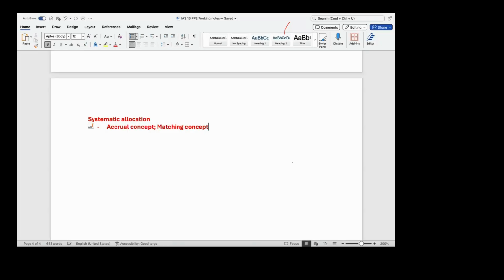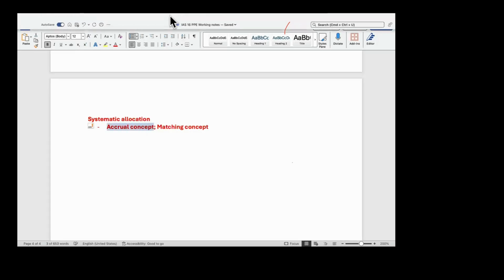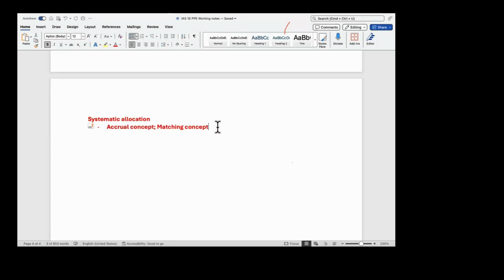So, like I've mentioned, depreciation is not a reduction in value. That's not what it means. Depreciation is just a systematic allocation of the cost of an item of PPE. And this allocation follows accrual concepts and matching concepts. So now, how do we then allocate?